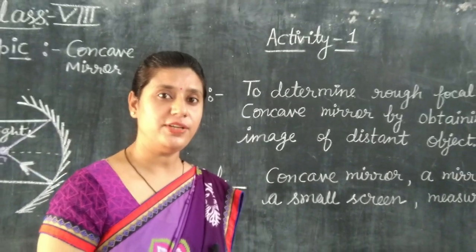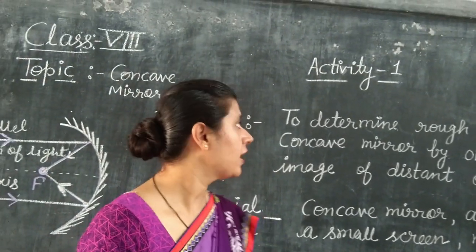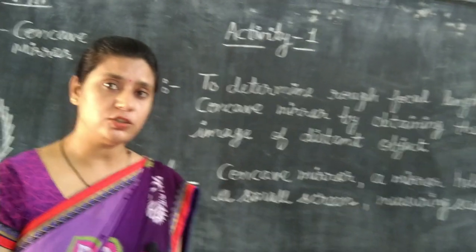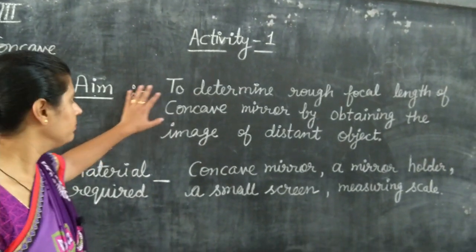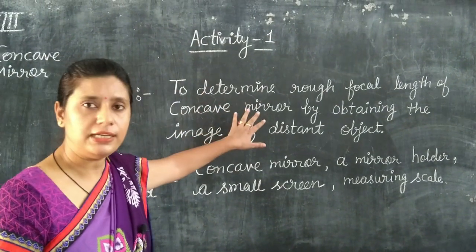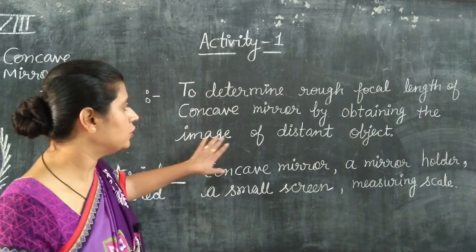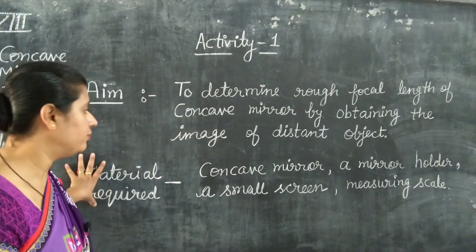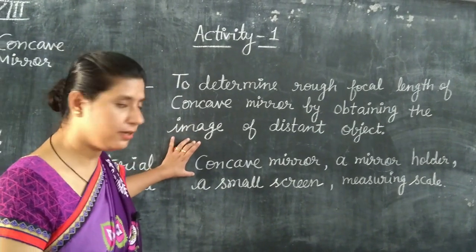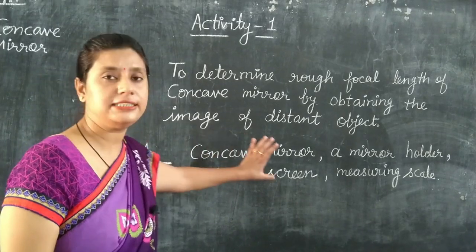Students, today we are in the physics lab to perform an activity based on a concave mirror. Today we will do an activity to determine the rough focal length of a concave mirror by obtaining the image of a distant object. The materials required for this activity are a concave mirror, a mirror holder, a small screen and a measuring scale.